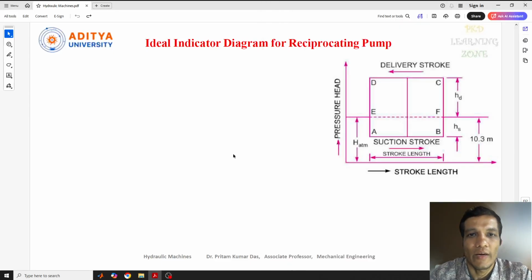Hi everyone, welcome to this new lecture of hydraulic machines. In this lecture, we'll discuss the concept of the ideal indicator diagram for reciprocating pump.